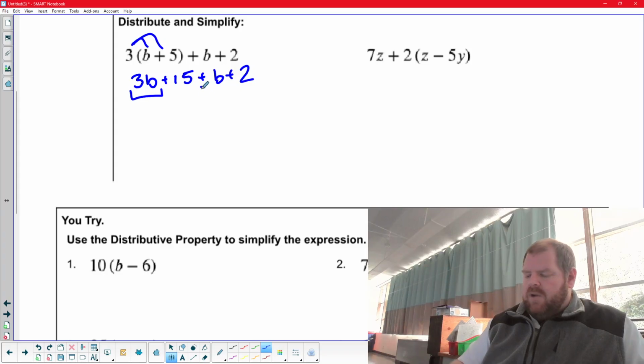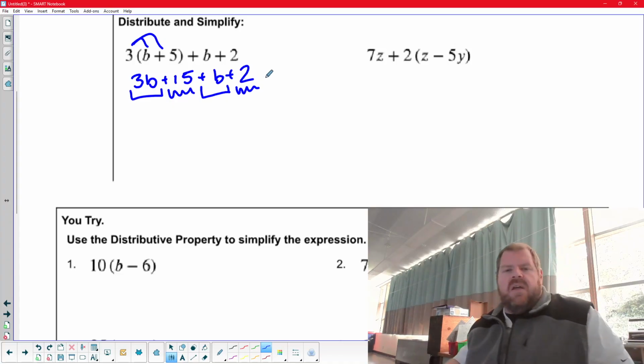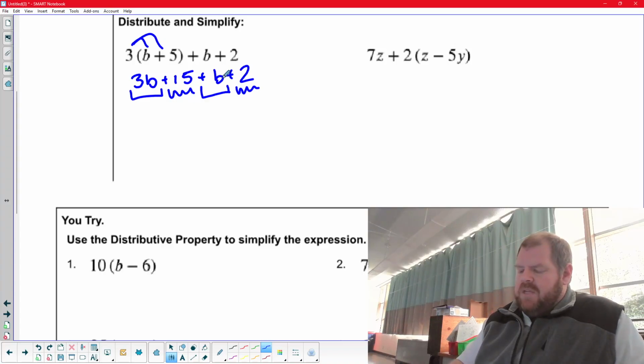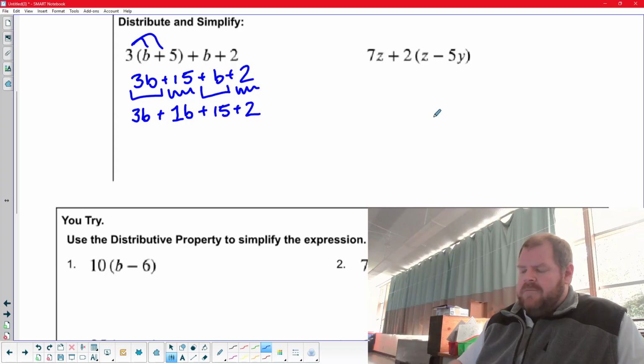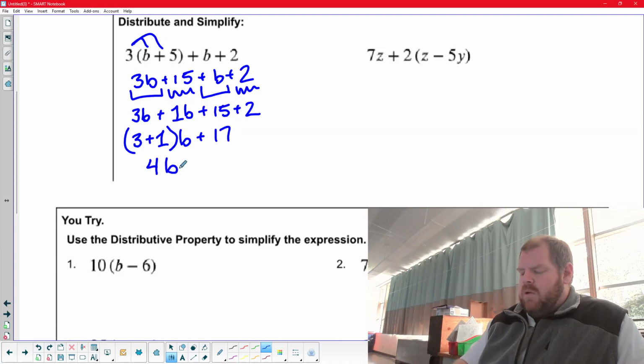Now I'll tell myself what kind of terms I have. And I'll go with these ones for now. Kind of squiggly underline my constants. I do need to flip these two around using the commutative property. And I am going to tell myself if it's just a b, it is 1b. Okay. And then plus 15 plus 2. So I'll undistribute now. 3 plus 1. Bring a b out. 15 plus 2 is 17. 3 plus 1 is 4. So I have 4b plus 17.